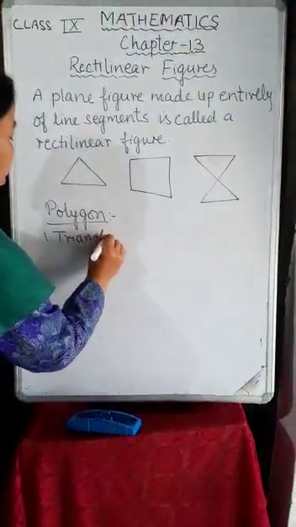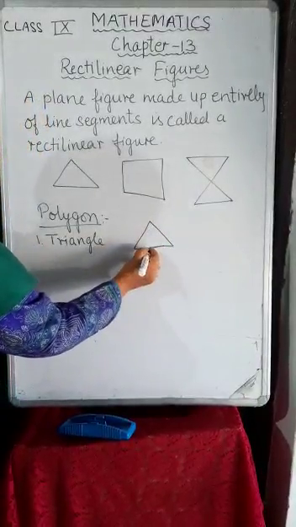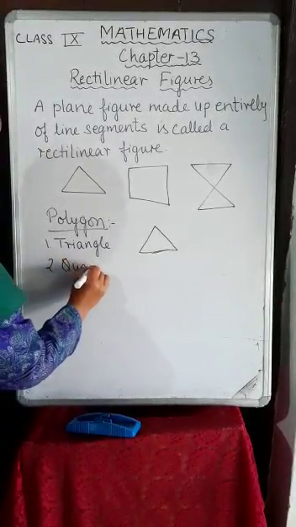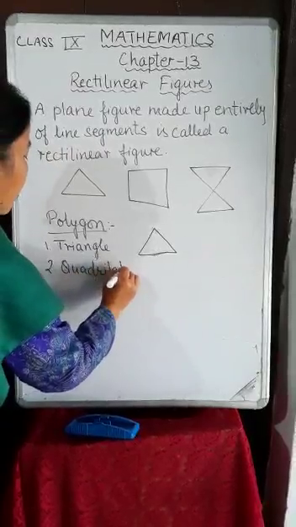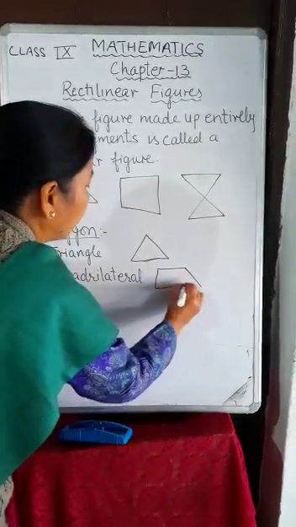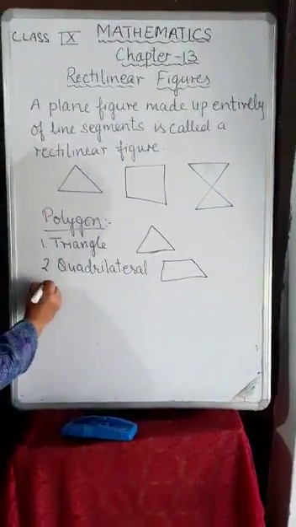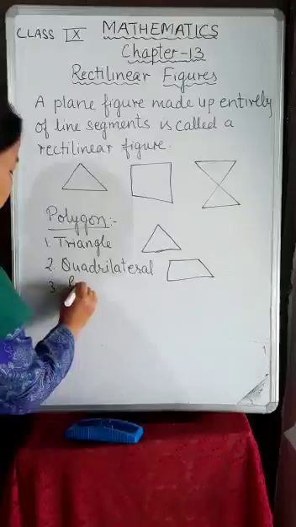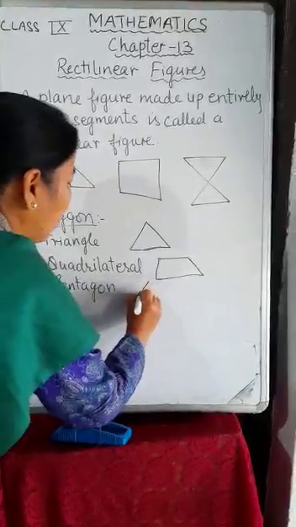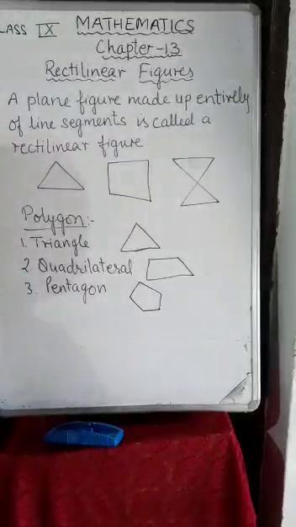If a figure is made by 3 line segments, it is called a triangle. Second one is quadrilateral. If a figure is made by 4 line segments, this is called a quadrilateral. Now, third one, pentagon. If a figure is made by 5 sides, like this figure, it is called the pentagon.